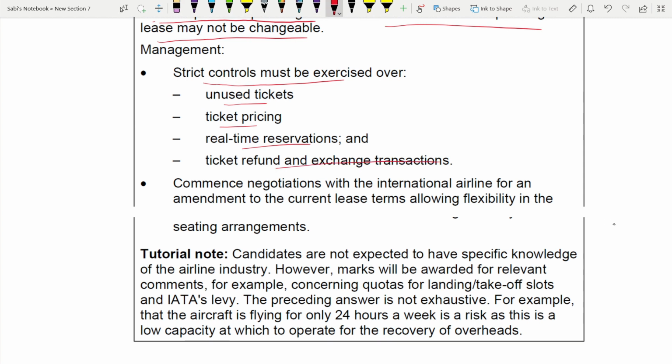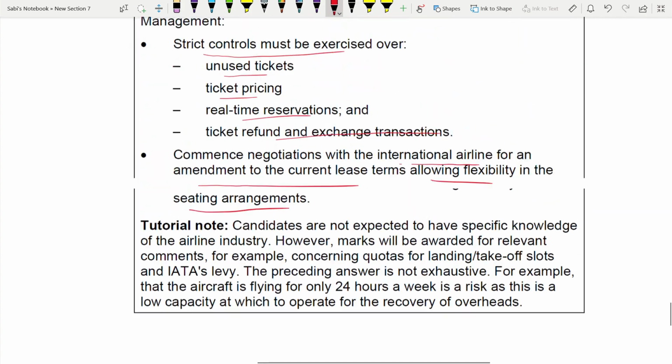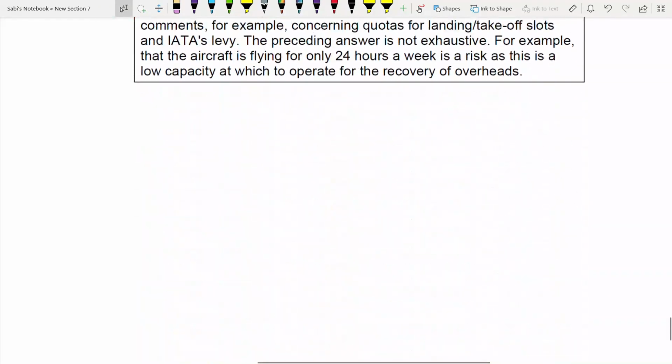commence negotiations with the international airline for an amendment to the current lease. If you want to amend your current lease terms, make sure you negotiate with the international airline so that it allows some flexibility in the seating arrangement. Okay, so that's it. These are the risks that we went through.